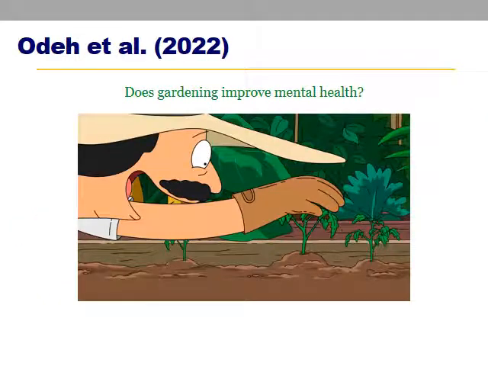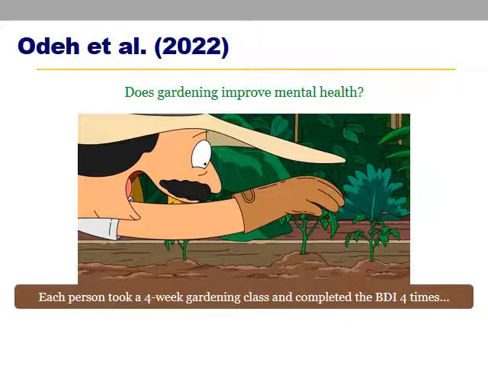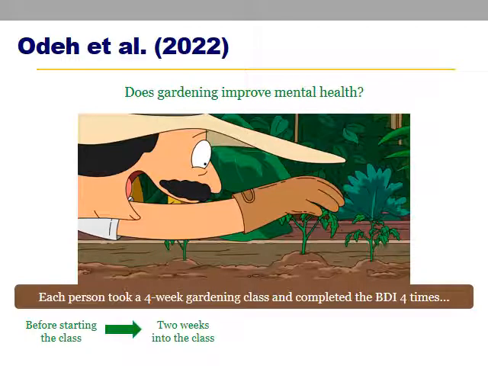Our next example will give you a little more leeway to practice on your own. This example is based on a study that asked the question, does gardening improve mental health? In this study, participants completed a 4-week gardening class, during which time they completed the BDI, the Beck Depression Inventory, 4 times. The first time they completed the Beck Depression Inventory was before starting the class. This served as the baseline for their level of depression. They then completed the BDI again 2 weeks into the class, or in other words, when they were halfway through taking the class.